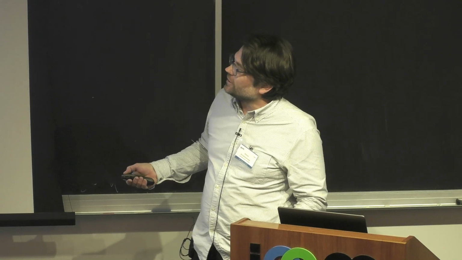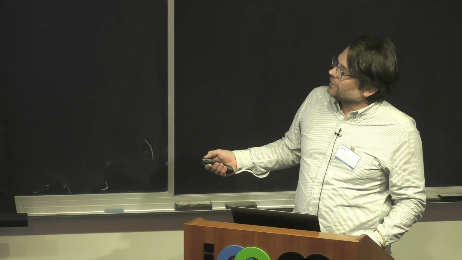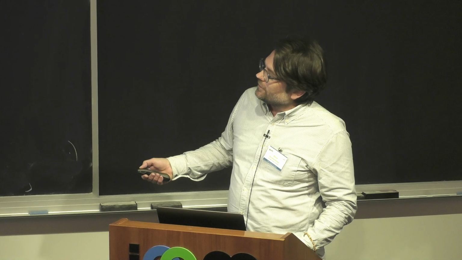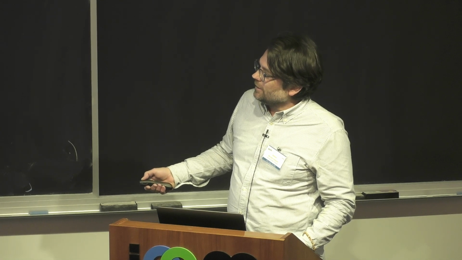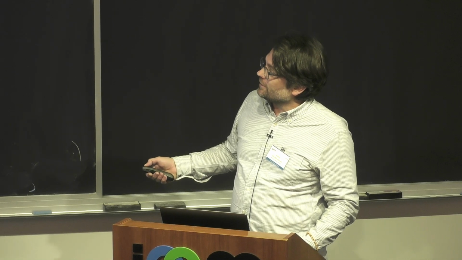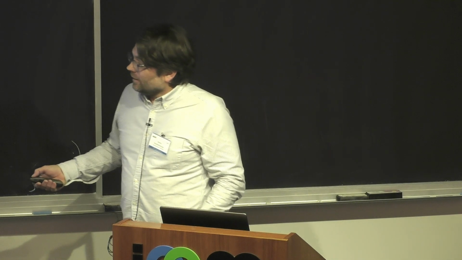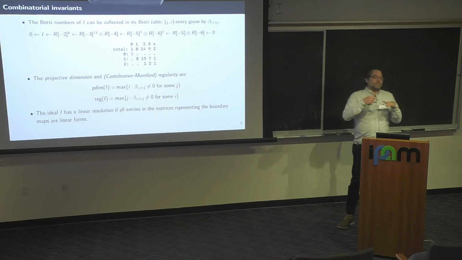So the projective dimension is how many steps we have to go before we get zeros. The projective dimension is the max i where I have some non-zero Betti number in that homological degree, so this would be, I guess, 4. And then regularity is the other dimension. It's how deep I have to go.